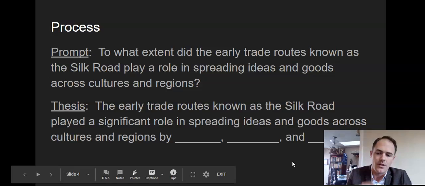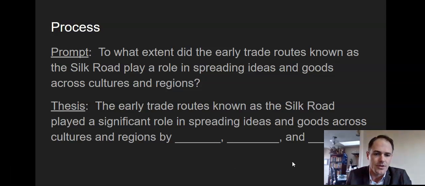So here's a model thesis for you to use. The early trade routes known as the Silk Road, I'm rephrasing, but that doesn't count, but it helps in being a good writer, played a significant, what kind of role, to what extent, what kind of role, a significant role. You've got to add that kind of adverb in the future when you're writing thesis statements. I've given it to you today because this is brand new. A significant role in spreading ideas and goods across cultures and regions by blank, blank, and blank.